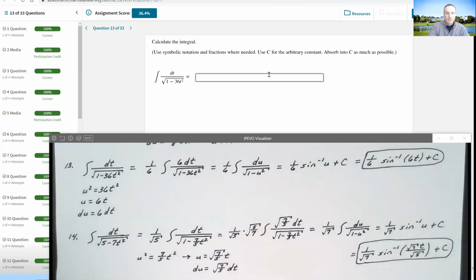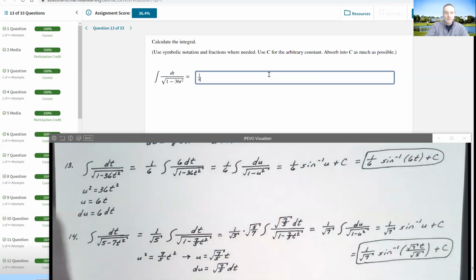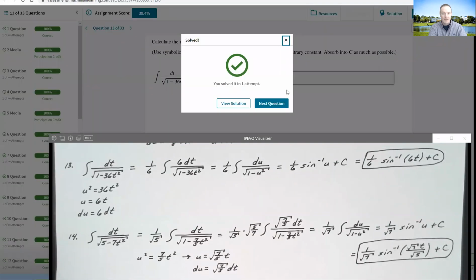And we'll type that in up here, 1/6. And then we have inverse sine of 6t plus c. Now I haven't forgot the inverse. I'll go back and do that. It's not the sine, it's the inverse sine. So I will raise that to the -1. That's not really the sine to the -1 power. That's going to stand for the inverse sine. And we'll check that. And they like it.